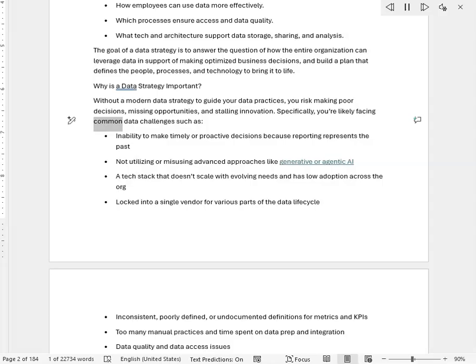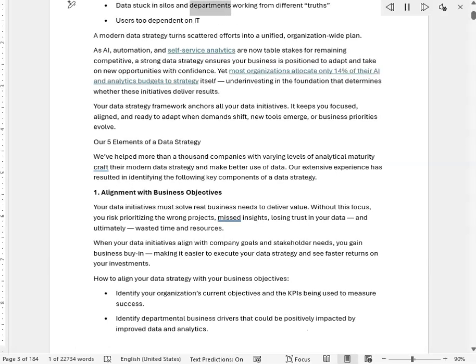Specifically, you're likely facing common data challenges such as inability to make timely or proactive decisions because reporting represents the past, not utilizing or misusing advanced approaches like generative or agentic AI, a tech stack that doesn't scale with evolving needs and has low adoption across the org, being locked into a single vendor for various parts of the data lifecycle, inconsistent, poorly defined, or undocumented definitions for metrics and KPIs, too many manual practices and time spent on data prep and integration, data quality and data access issues, data stuck in silos and departments working from different truths, and users too dependent on IT.